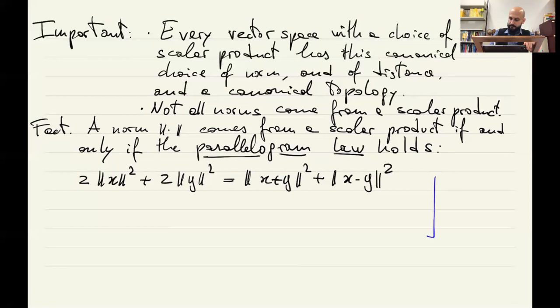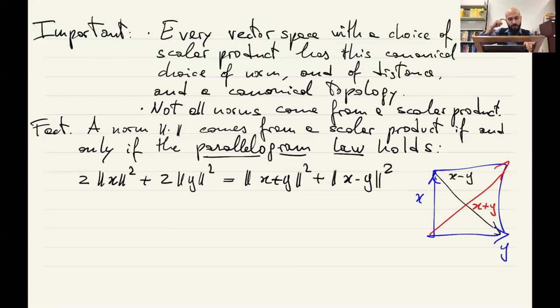The picture means that, so if this is x, this is y, then this is x plus y, and this is x minus y. So we have these rules for their lengths.